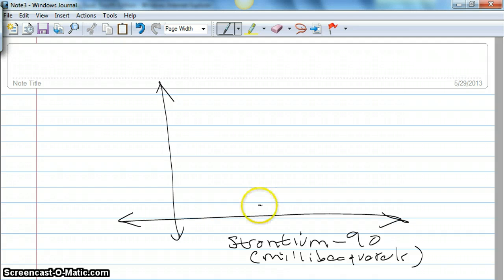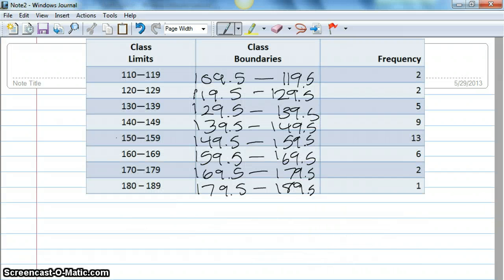Units of measure there. And we're going to need 9 hash marks for 9 class boundaries. Here I've got 7. I need 8, 9 more. And I'm going to label these as well. And remember what our class boundaries were. Our class boundaries started at 109 and then increased by a class width, 10 units.